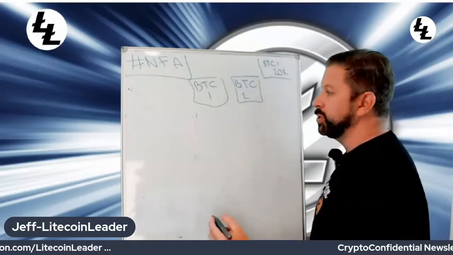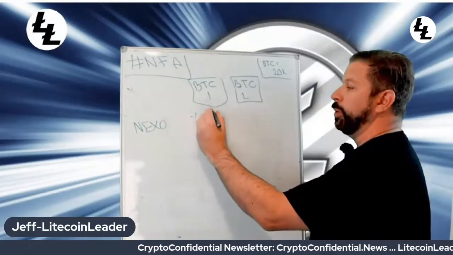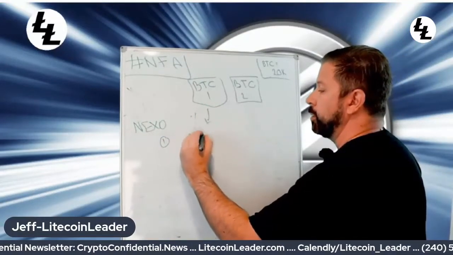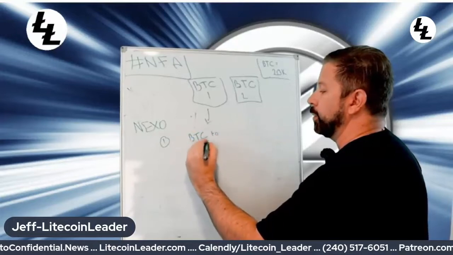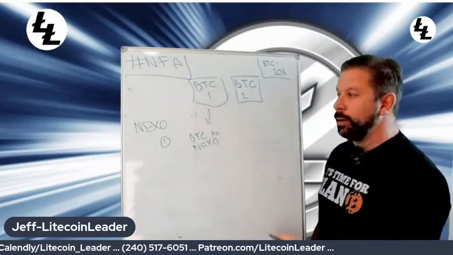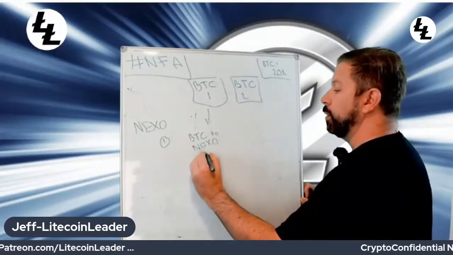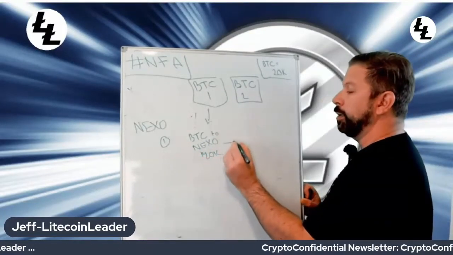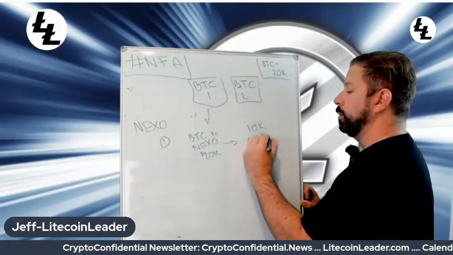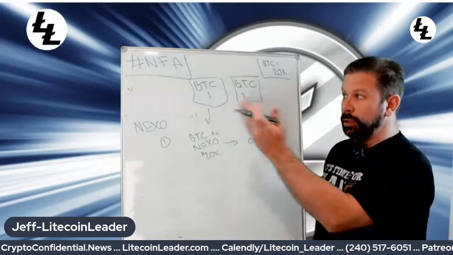The normal way you would do it on a site like NEXO, and this is the NEXO example, is you would take a Bitcoin and you deposit it into NEXO. That's step one. All right, Bitcoin to NEXO account. All right, this is assuming you already have a NEXO account set up. So now I have $20,000. So I have 20K in Bitcoin on the site. So this is worth 20K, and then the site will give you a 10K credit line against that Bitcoin. And then you can take this and borrow against that. So you can get your $10,000 loan.